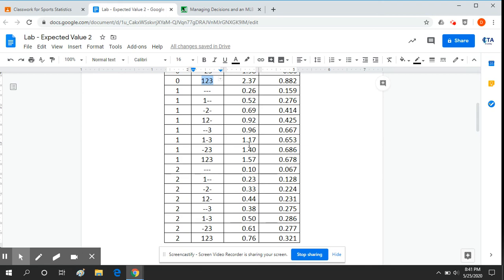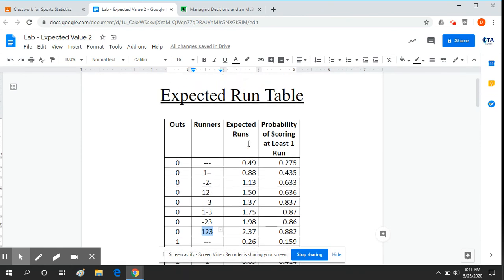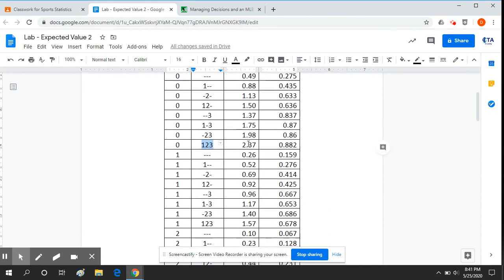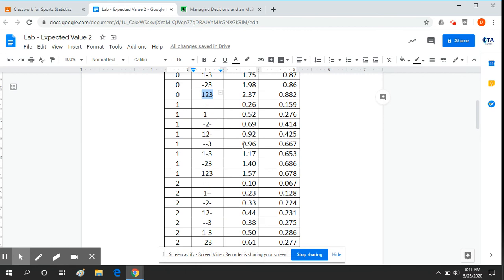All right, so again, it's going to be very similar to the last lab, just sort of looking at it in a different setting and using a slightly different tool to carry out your analysis.